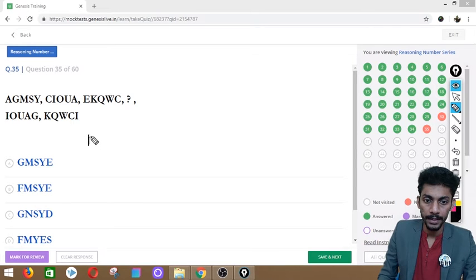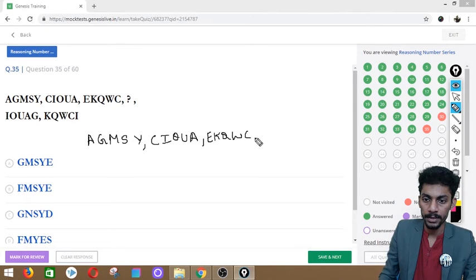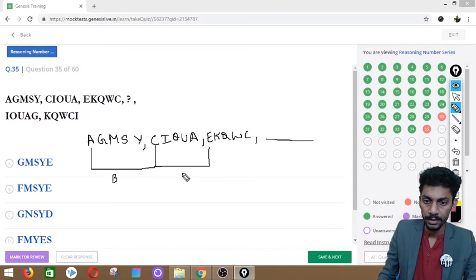So we have A, G, M, S, Y, C, I, O, U, A, E, K, Q, W, C, and then a question mark. Okay, let's check whether we can get the answer here. A to C, which letter is missing? B is missing. C to E, which letter is missing? D is missing. So E, F should be missing. Next should be G. Correct? A, B, C, D, E, F, G.